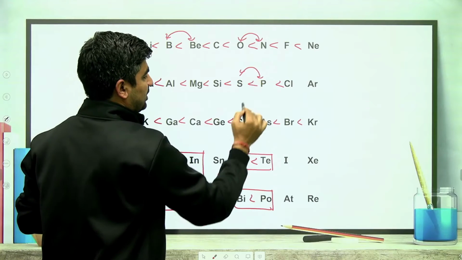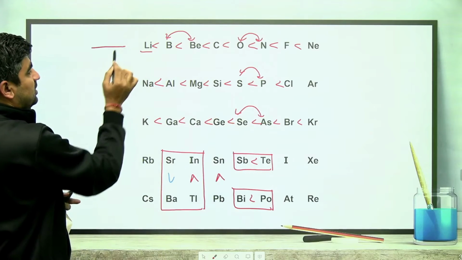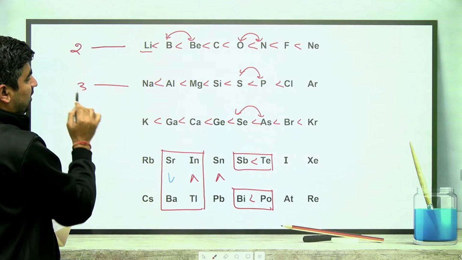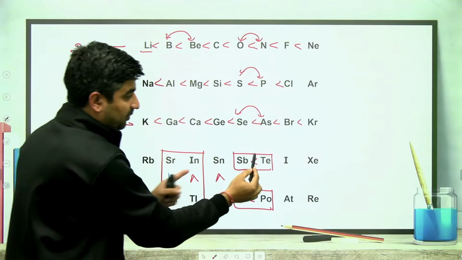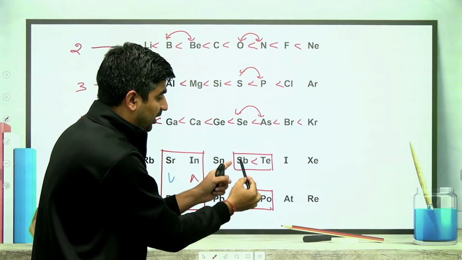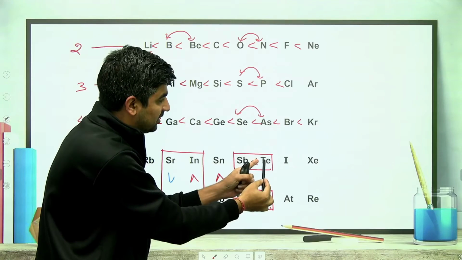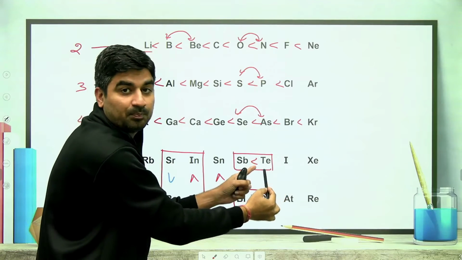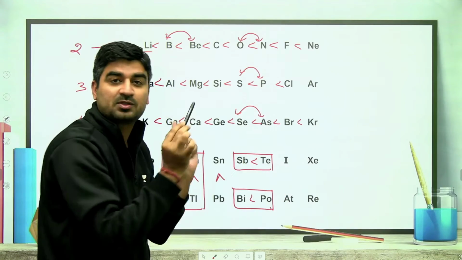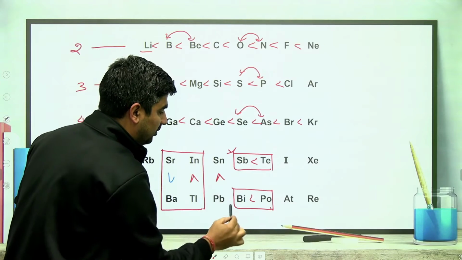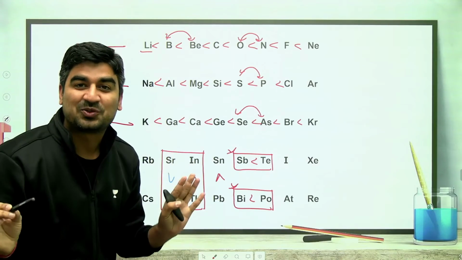So we have interchange. This is the second period, this is the third period, this is the fourth period, but from the fifth period onward we have no interchange. In this case, tellurium is more. In tellurium and Sb it will be more; in Bi and Po there is no change.